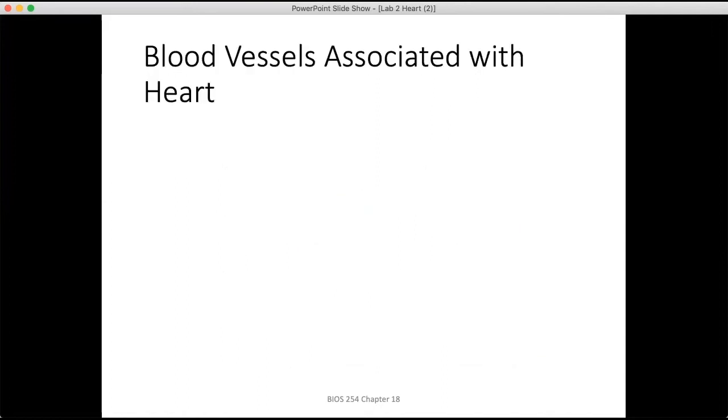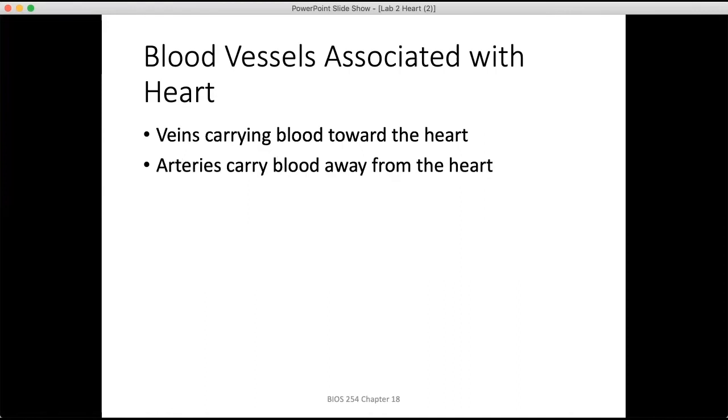Let's look at the blood vessels that are associated with the heart. Before beginning with identifying these blood vessels, let's look at what is a vein and what is an artery. Veins are vessels that carry blood toward the heart. They return blood to the heart. Arteries carry blood away from the heart.